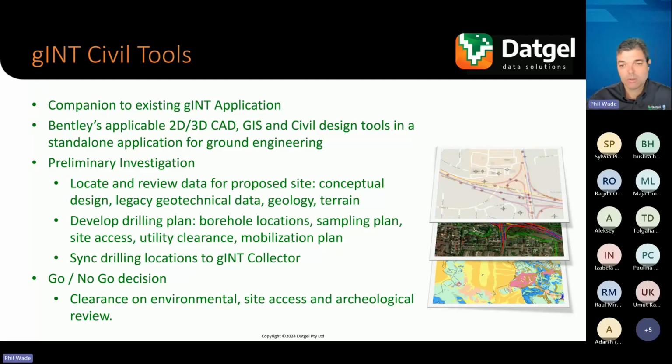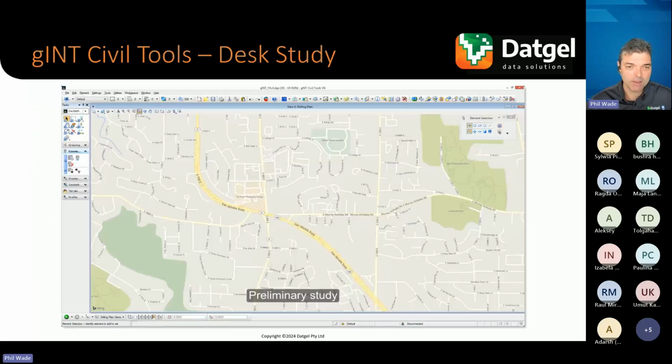So gINT Civil Tools, as I've alluded to, is part of gINT, but it's a different installation. So it's part of the license of gINT, but it's got its own installation. Essentially, it's the majority of the MicroStation program rebranded, called gINT Civil Tools, and the same toolbar is available in some of Bentley's civil design products. So it allows you to connect to a gINT database and plot data.